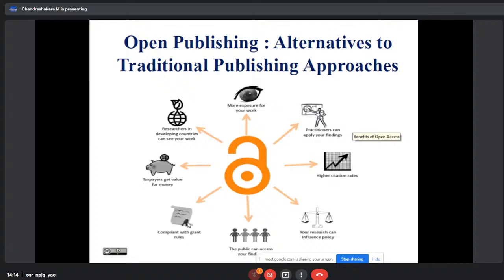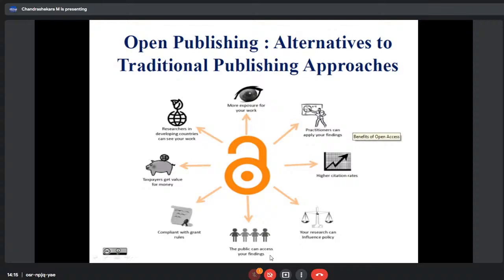Your research can also influence policy, which is more important, because many times we are suggesting that whatever you do should be helpful for making policies at the government level. This is very, very important. Our publication should contribute mainly to policy making. The public can access the findings, because anyone can access them if they are freely or openly available on the internet. And if you host it on the internet, automatically what will happen? Any number of people can see it. Compliance with grant rules: because anyone can see it, even the government or the sponsoring bodies will also see it.